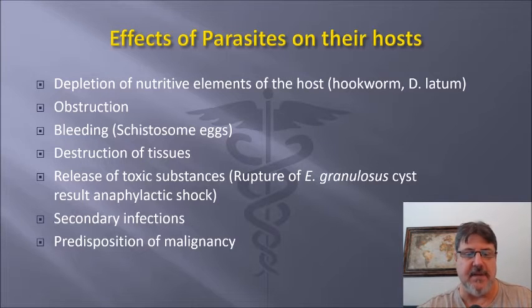Secondary infections are always a possibility. Predisposition of malignancy. Again, go back to Schistosoma haematobium. There may be some predisposition of cancer, bladder cancer, with Schistosoma haematobium. Clonorchis sinensis may be a predisposition for liver cancer. So those are some examples.